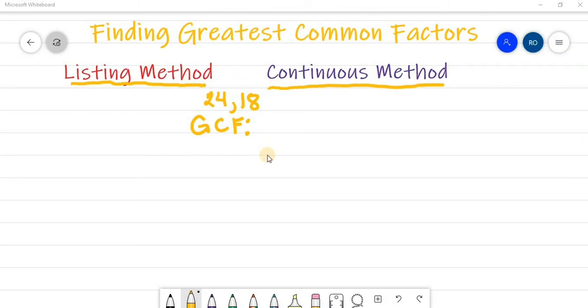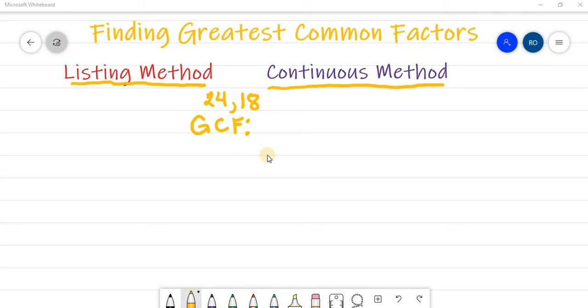Today, we're going to talk about finding greatest common factors using these two methods, the listing method and the continuous division method. So let's take for example 24 and 18. We're going to find their greatest common factor, GCF. Let's use first the listing method.